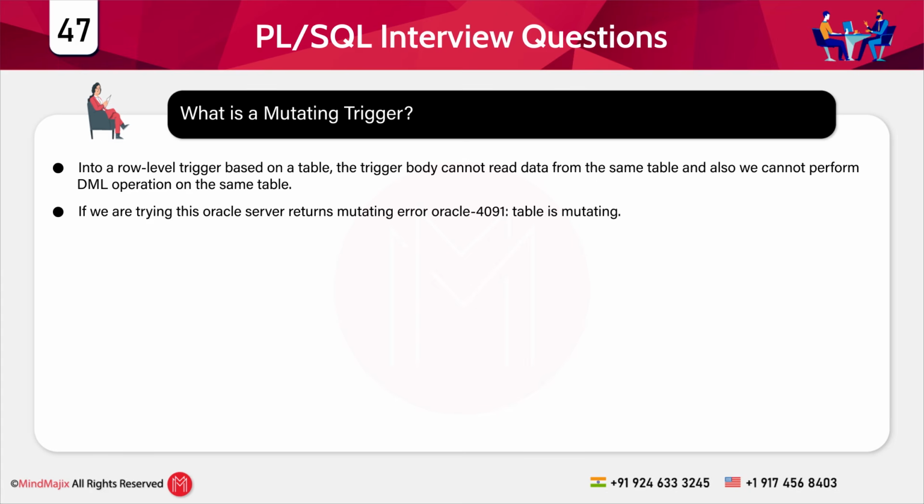Mutating errors do not occur in statement level triggers, because through a statement level trigger, when we perform any DML operation, the data is automatically committed into the database. Whereas in a row level trigger, when we perform a transaction the data is not committed, and if we again read this data from the same table, then the mutating error takes place.